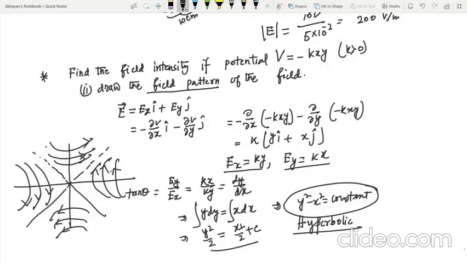So now we will move to finding the potential for spherical cell. So the thing is that you can just think of that.